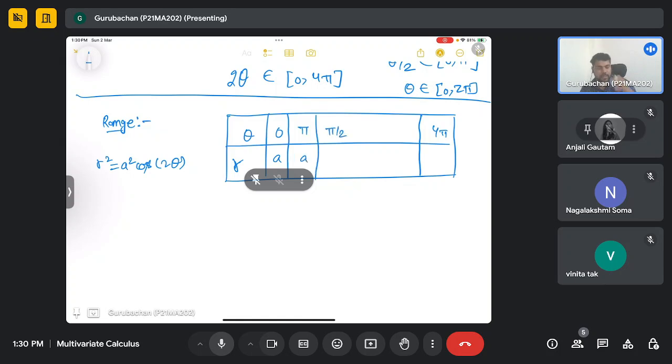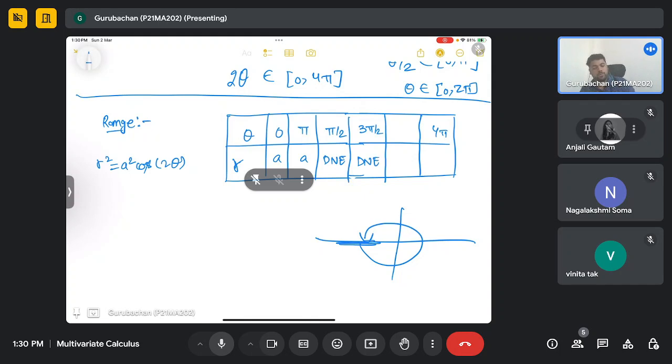For simplicity, let me tell you what happens when we put pi by 2. It will give us a square cos pi. So this will give us minus a square, and r square cannot be minus a square. So we can say it does not exist here. What is the next value we can think about? Can we think about 3 pi by 2? Again, no. At 3 pi by 2, a square cos 3 pi. That is again pi plus 2 pi, meaning this is pi, and again taking a round is 3 pi. So again this does not exist.